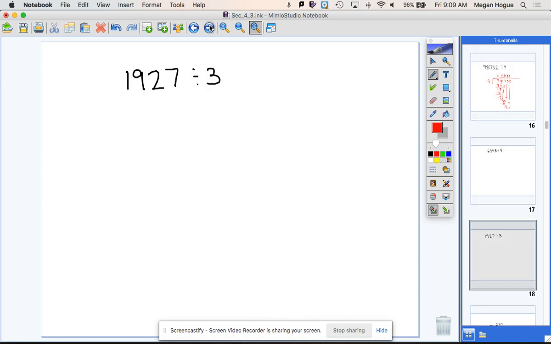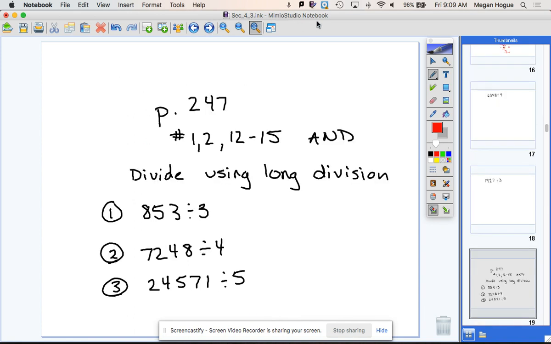Alright, your homework. You may wanna take a picture of this because the last 3 problems are ones I just made up, so that may be your easiest route. You're gonna do page 247, 10 through 15, sorry, I didn't change it from last year. 10 through 15, and then you're gonna do those 3 long division problems.